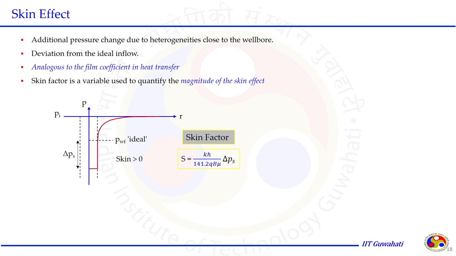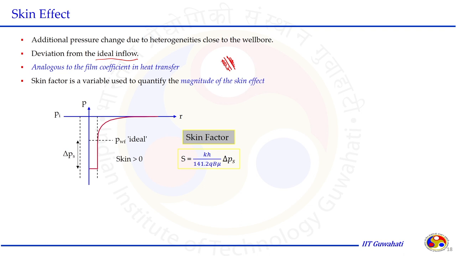The skin effect is actually the additional pressure change due to heterogeneity close to the wellbore. For example, this is my wellbore. Near this wellbore, there could be some additional deposition of material, because during the drilling operation, during the completion of the wells, or over the time of production, when we are producing the fluid, some sand particles get deposited, or some layer of oil gets deposited near this perforated region. By any means, a deviation from the ideal inflow is happening.